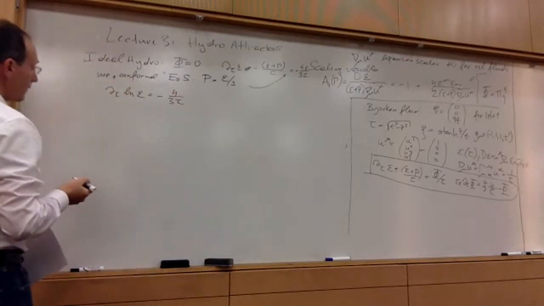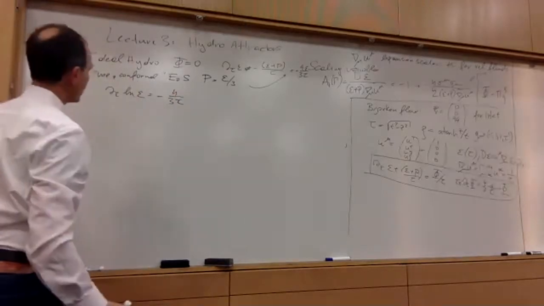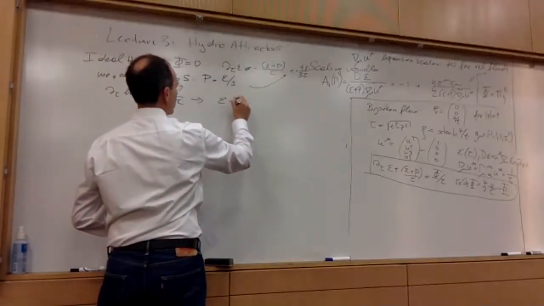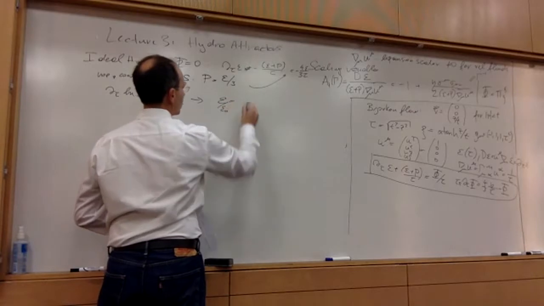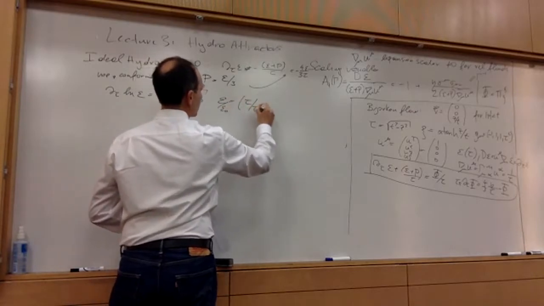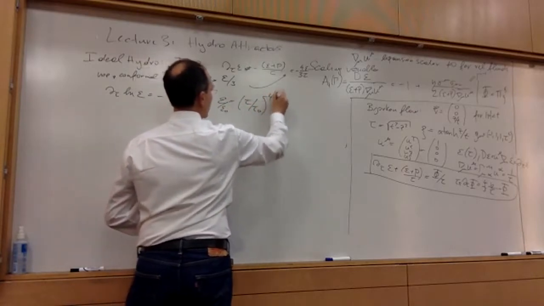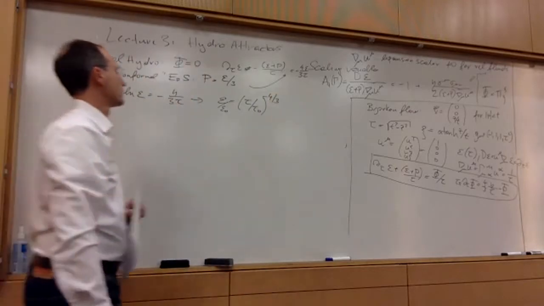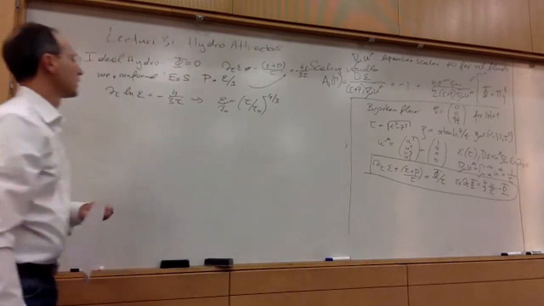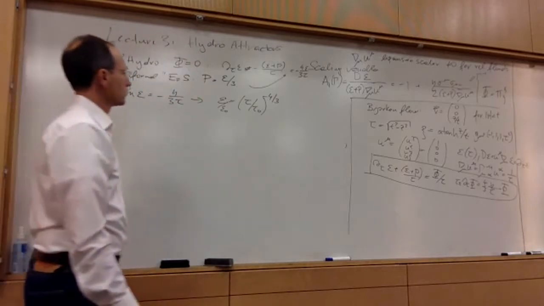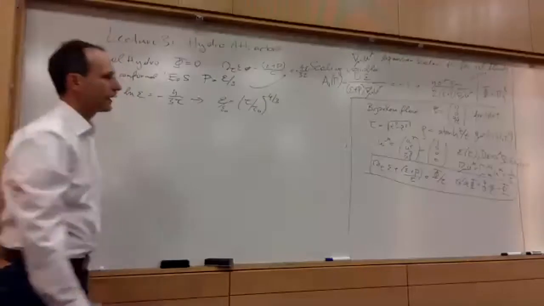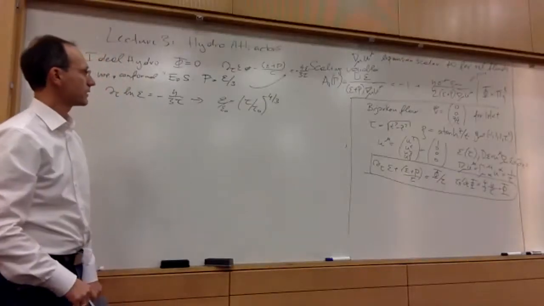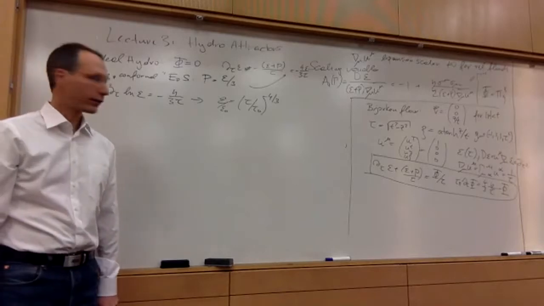And we can integrate this up. We can bring the tau on the other side. So this has the simple solution epsilon over some initial epsilon naught is just tau over some initial tau 0 to the power of minus 4/3. So this is one solution of the ideal hydrodynamic equation in Gaussian symmetry. It says that the energy density drops like tau to the minus 4/3.